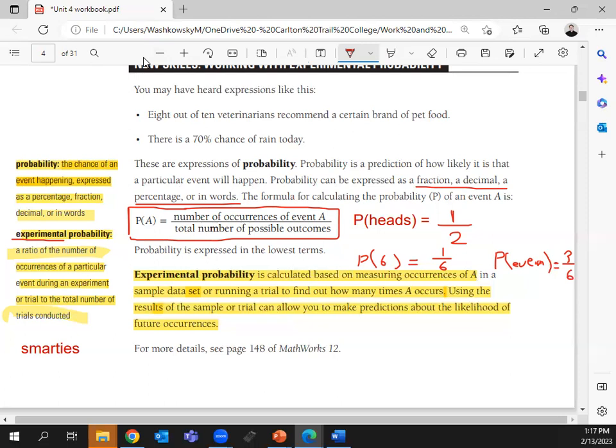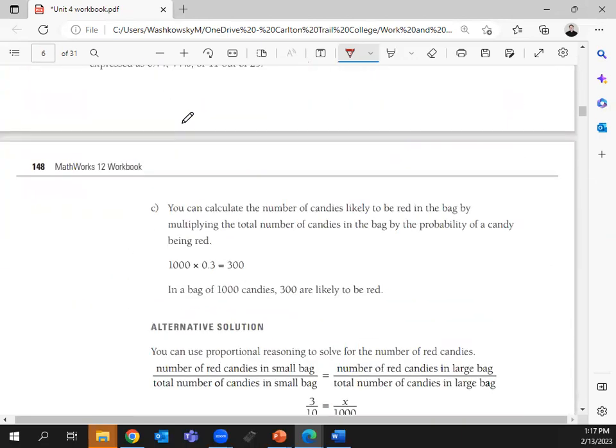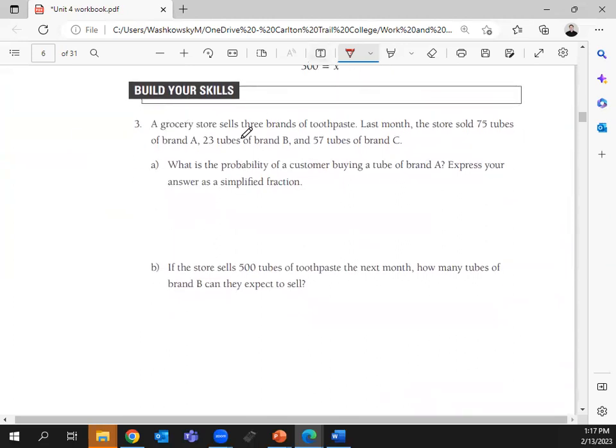So I'm just gonna zoom on down to page 148. So this is the same type of stuff we just did, except this time instead of counting Smarties, it's an on paper exercise, but it's the exact same principle. So they have a grocery store that sells toothpaste. They sold 75 tubes of brand A. Maybe that's Colgate. 23 tubes of brand B, maybe Sensodyne. 57 tubes of brand C. I can't think of a third toothpaste.